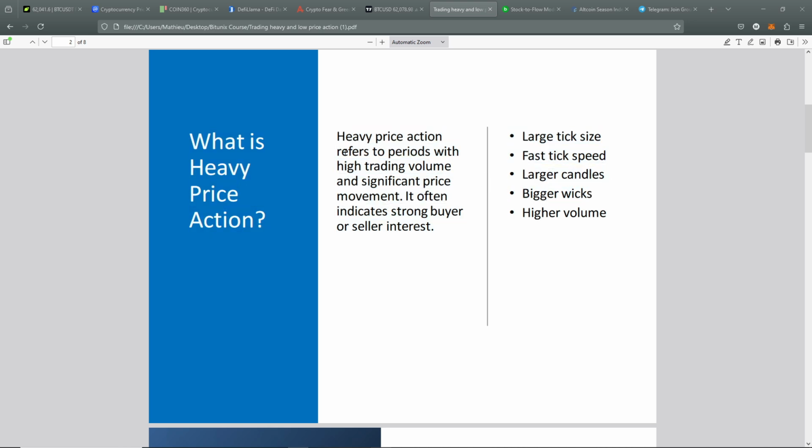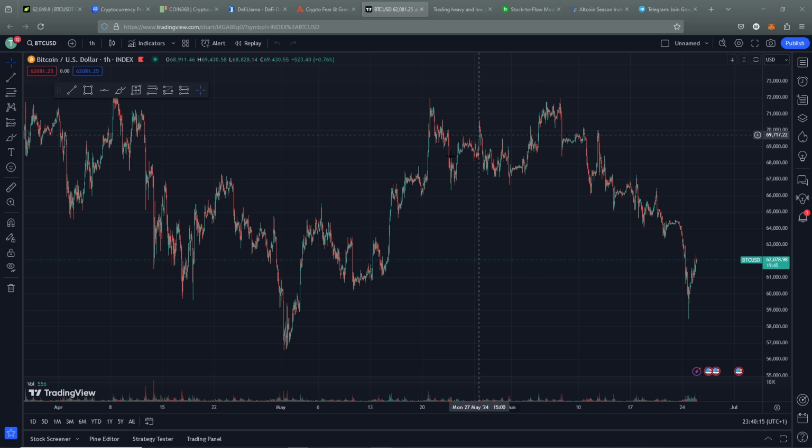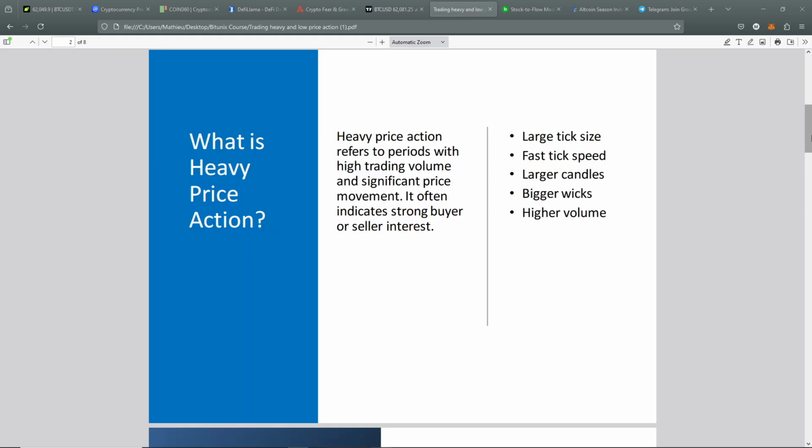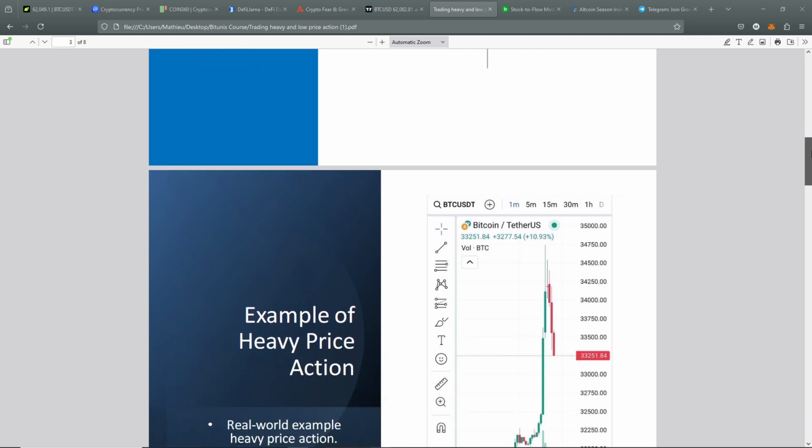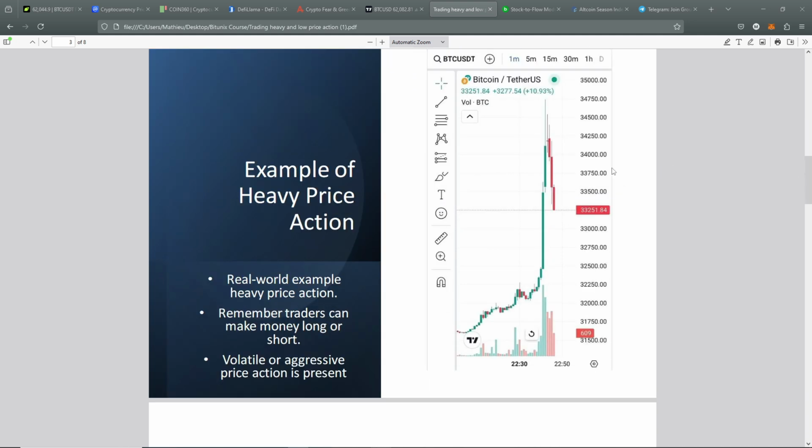So when we are trading price action, right, we'll typically use the order book, which I'll talk about in a future lesson, or we'll be using the chart to help also notice what the price action is like, how the candles are being painted on the chart. Now, just to give an example of heavy price action, you can see often these very big wicks, these larger candles, more volatile, aggressive moves are often present in this type of situation, okay?